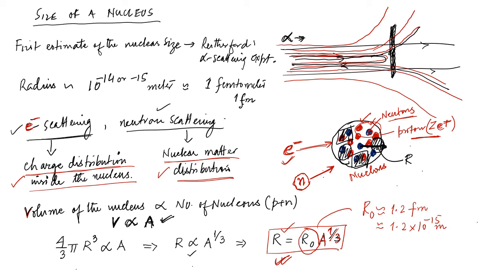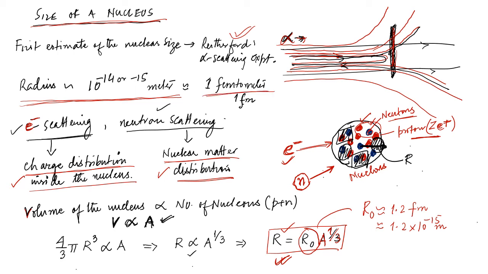Let me summarize briefly how we find the size of the nucleus. It was first estimated using the Rutherford experiment, in which alpha particles are bombarded on a target, and we have large deflection, no deflection, and complete reflection of the alpha particle. On the basis of this analysis, the radius was estimated to be 10 to the power minus 14 to 10 to the power minus 15 meter, approximately of the order of Fermi.